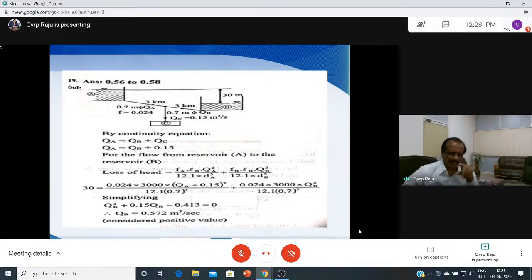Tomorrow we'll be taking 4 problems in the chapter, and we'll also take notches and weirs. That's a very easy chapter and we have some questions, and we can complete that tomorrow. The day after tomorrow we'll have the final chapter, lift and drag.